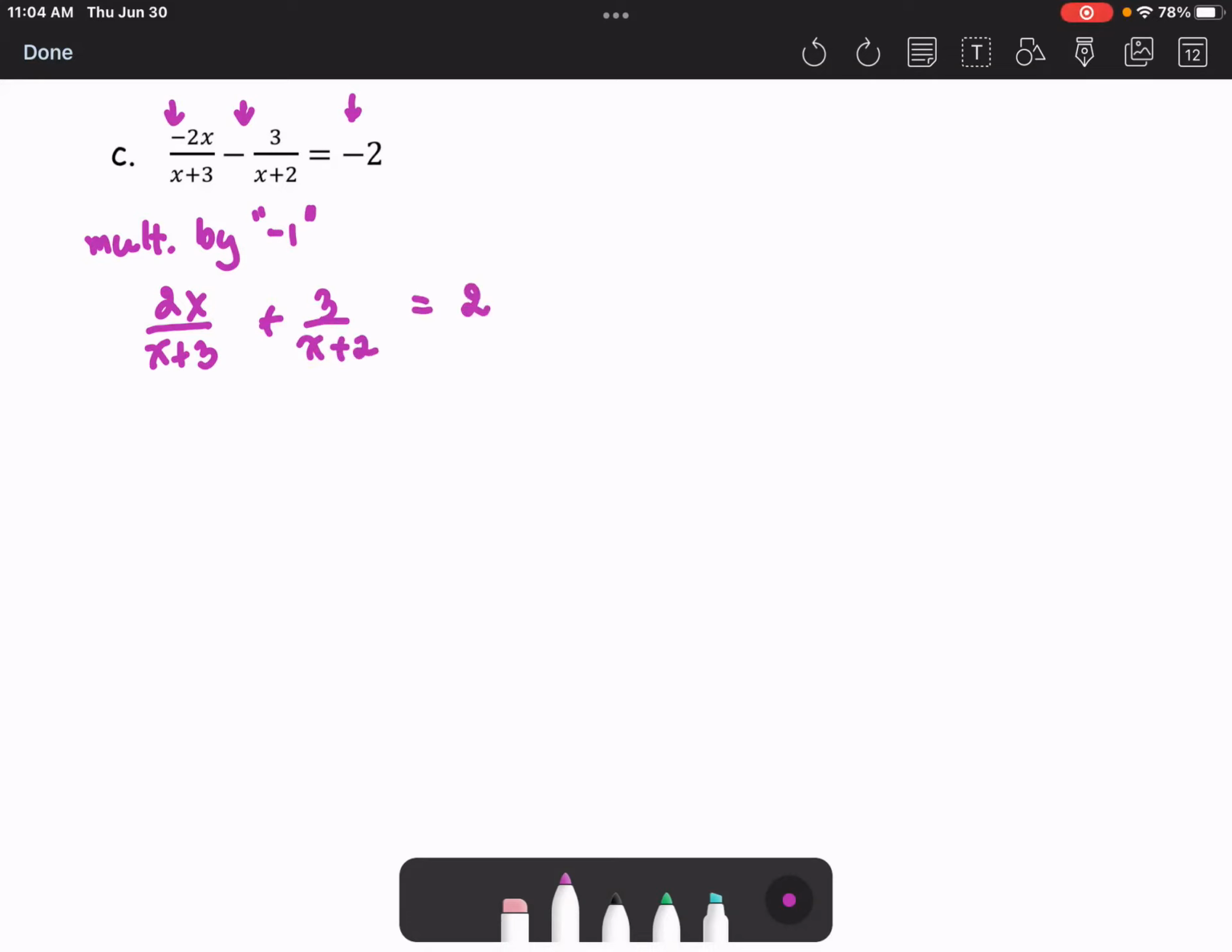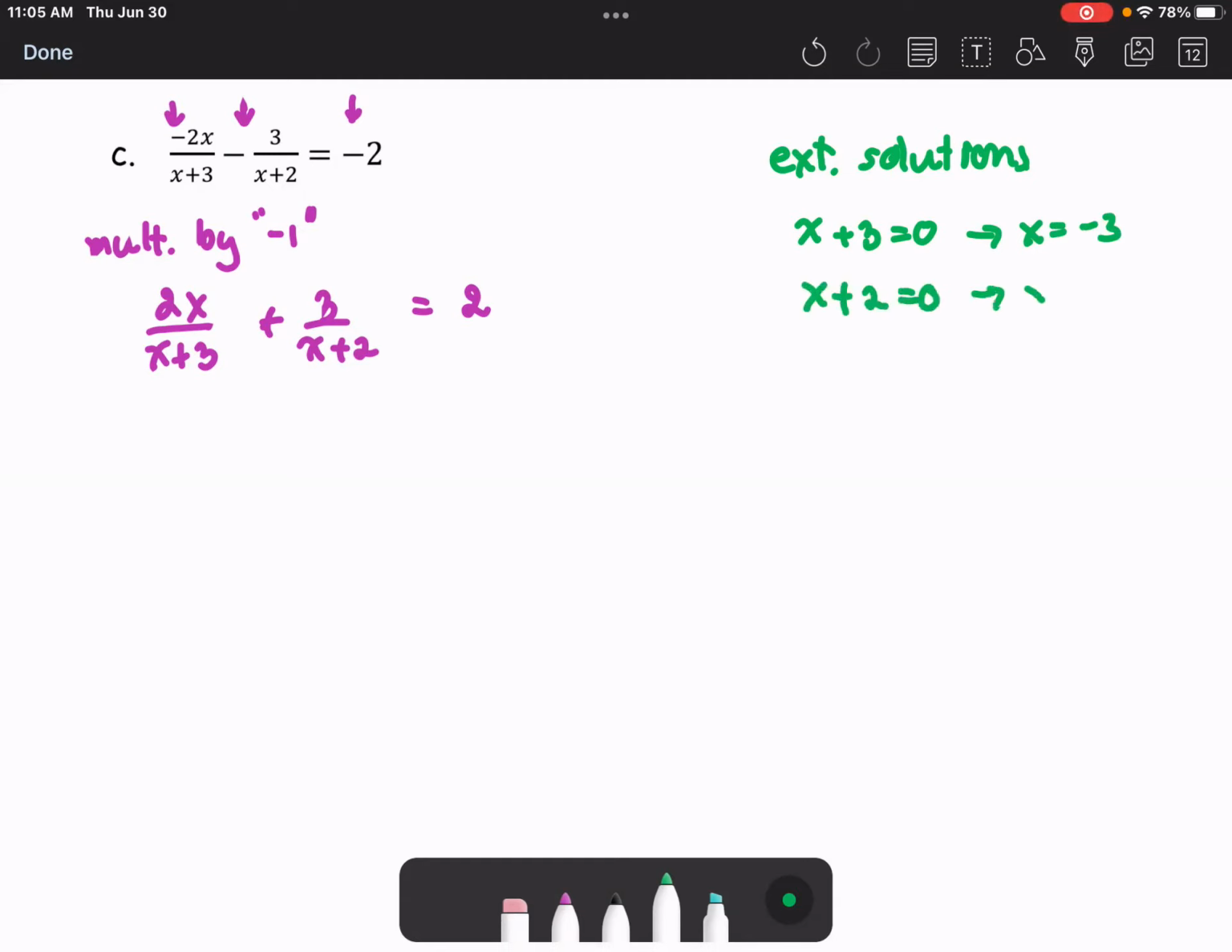equals 2. And then on the side, we're going to make a list of the extraneous solutions, or the numbers that make the term undefined. The first fraction, or the first rational expression, if x plus 3 equals 0, x equals negative 3, gonna make this term undefined. X plus 2 equals 0 for the second term. That means x is negative 2, gonna make the term undefined. So we have two extraneous solutions.